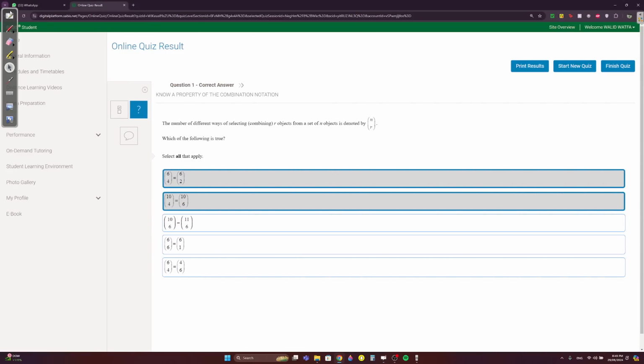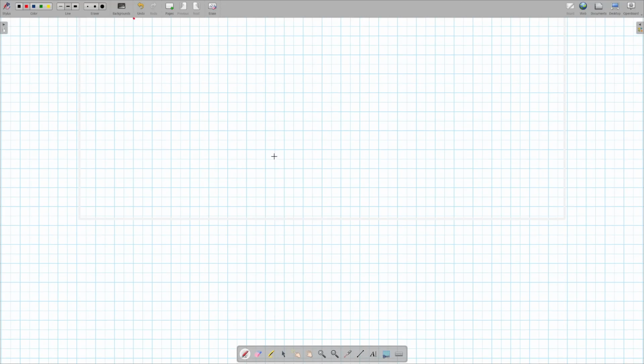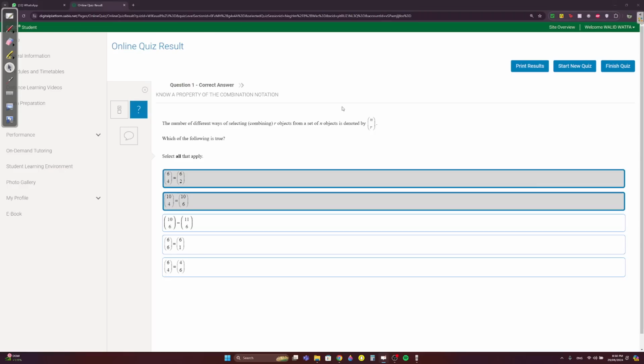Okay, they want combinations. We're done now. You know what a factorial is. I'm gonna tell you about combinations. Combinations are denoted by nCr. You call this also nCr. These are the two names for combinations. Combinations are defined by choosing r objects from a set of n objects, right? Selecting, combining r objects from a set of n objects.